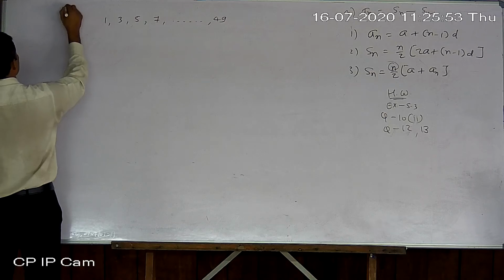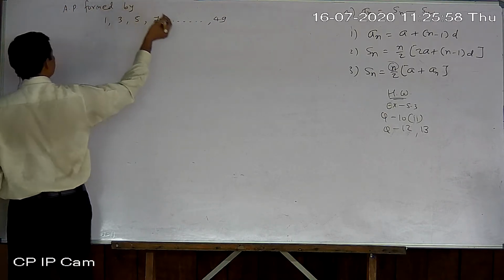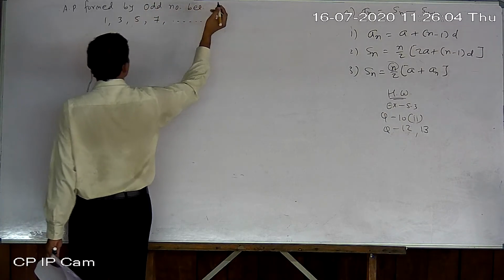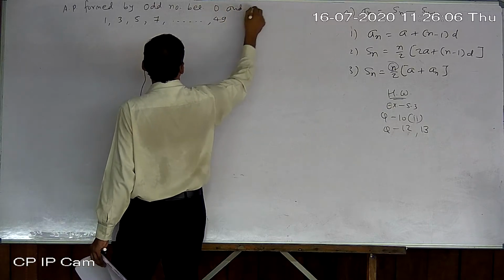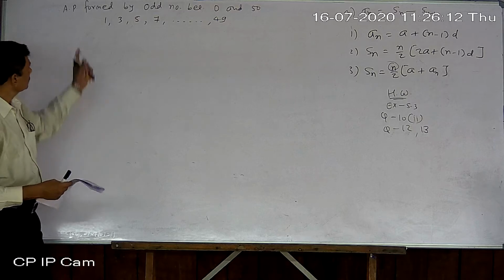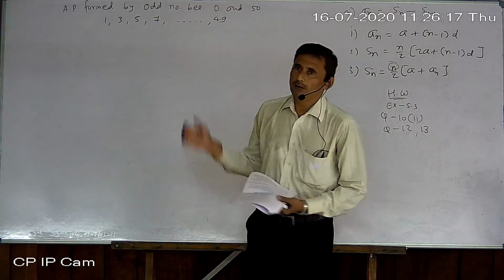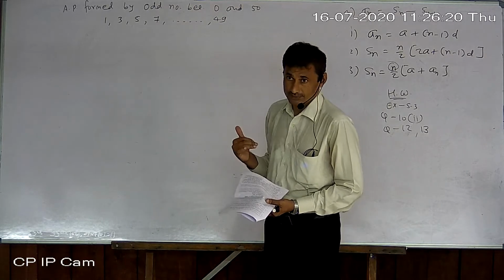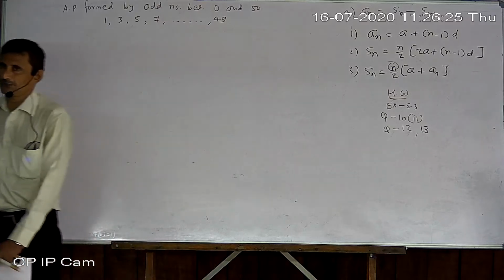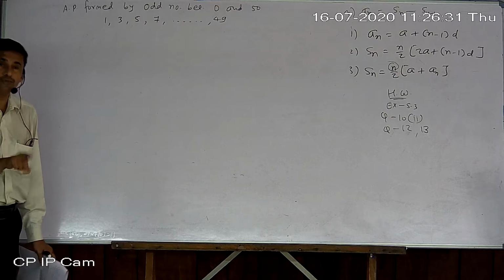Now what to do directly? So write down the AP formed by odd numbers between 0 and 50, in between only. So these are the numbers. Now approximately you can say, out of these numbers how many may be odd numbers? There will be 25 odd numbers, because starting odd, ending also odd, and 24 will be even numbers.